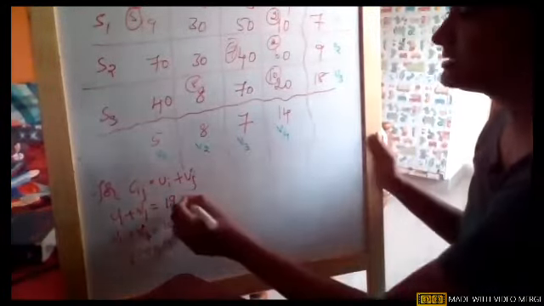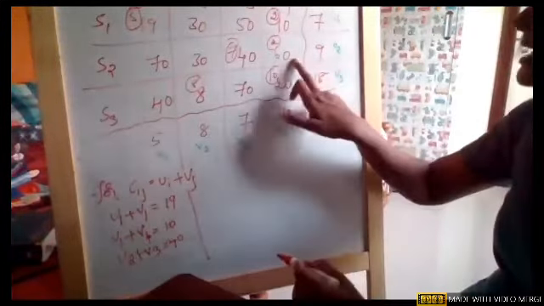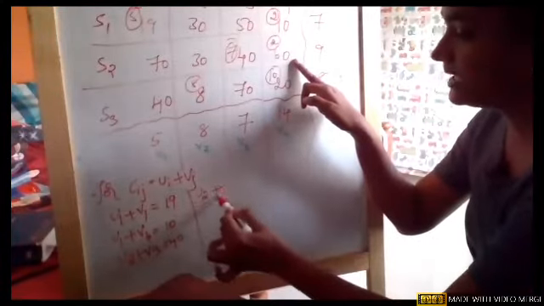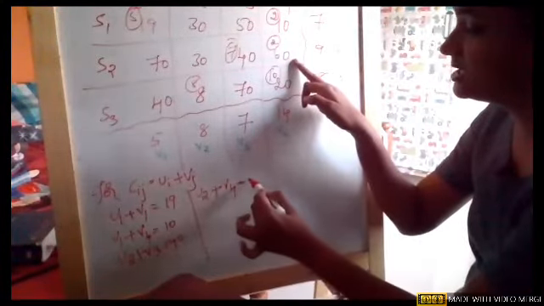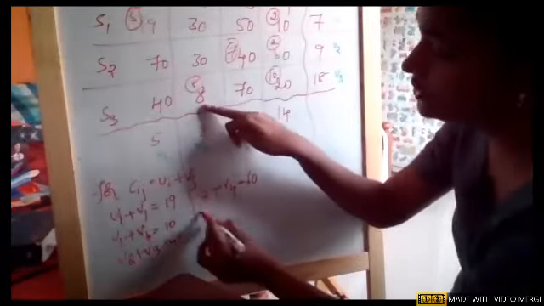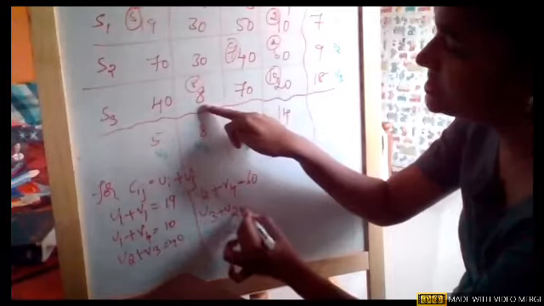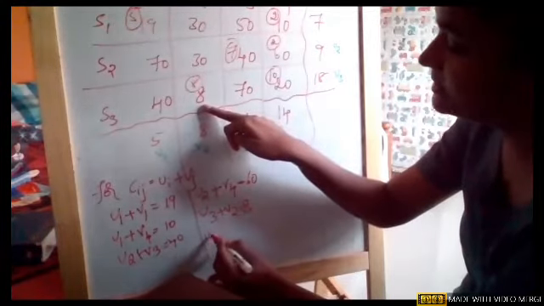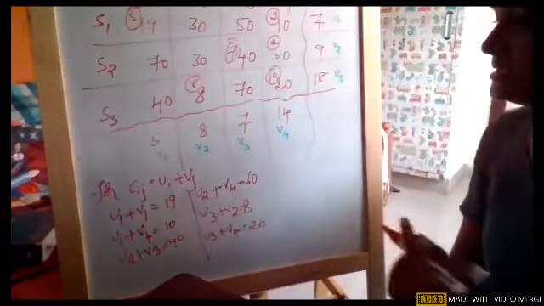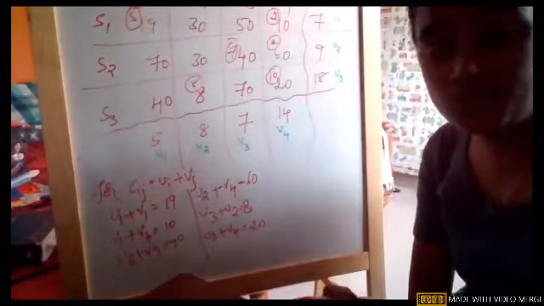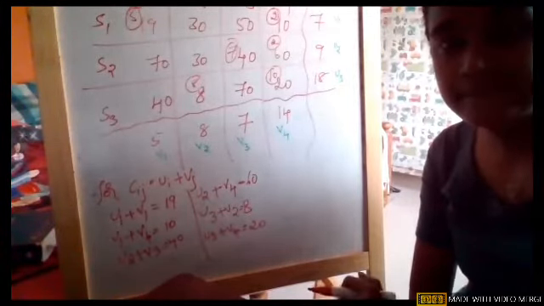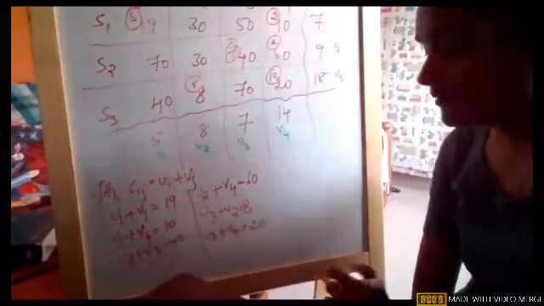This is the first part. The next allocated cell is where we have 2, which is U2 plus V4 equal to 60. Then the next allocated cell is U3 plus V2, which is equal to 8. The next allocated cell is U3 plus V4, which is equal to 20. Is this representation clear to you all? Any doubt in this? Can I proceed? Yes, ma'am.